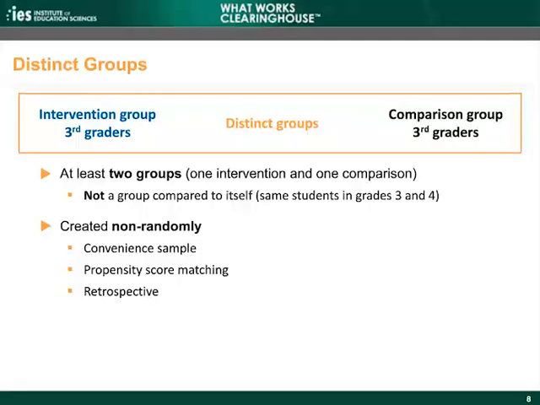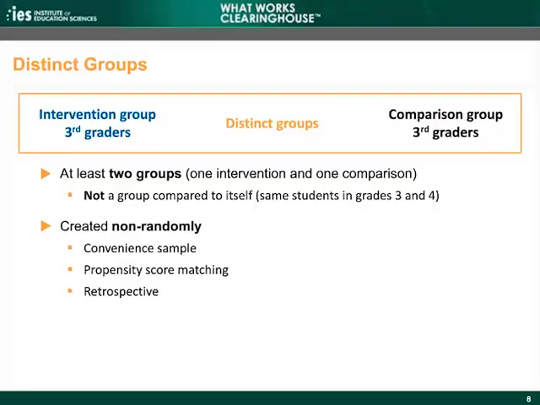The first factor I'll discuss is distinct groups. For a QED to meet standards, it needs to have at least 2 groups, one group that receives the intervention and another that serves as a comparison group. It's important for a QED to have a comparison group so that we can see what would have happened without the intervention. The groups that are compared must be distinct. And by distinct, I mean that you cannot simply compare a treated group to itself at an earlier point in time. Those simple pre-post or before and after studies cannot meet group design standards.